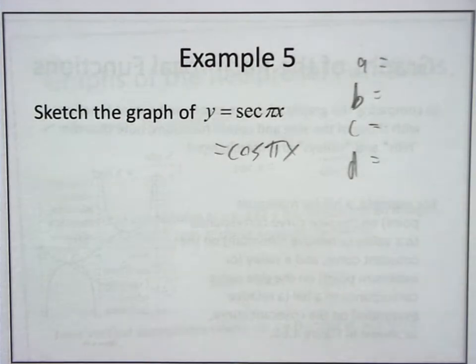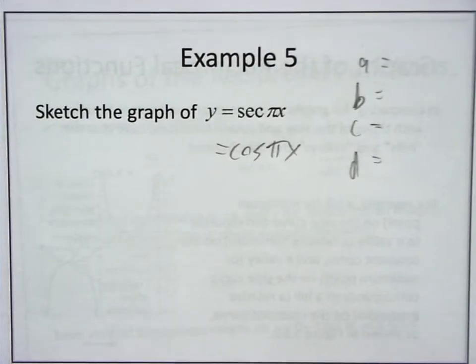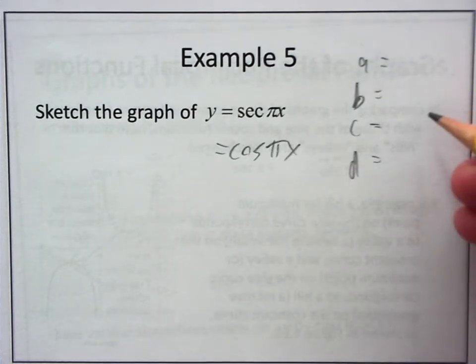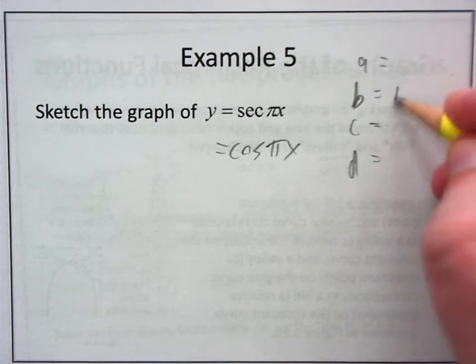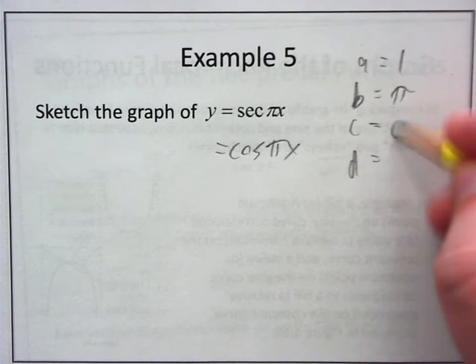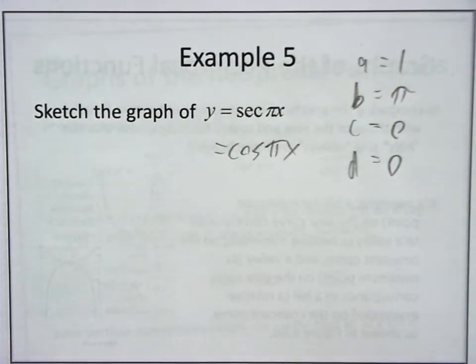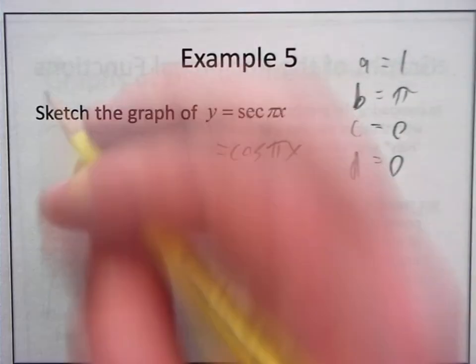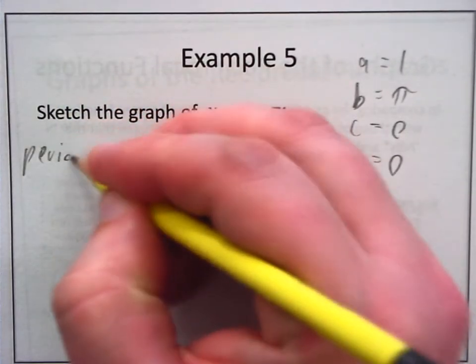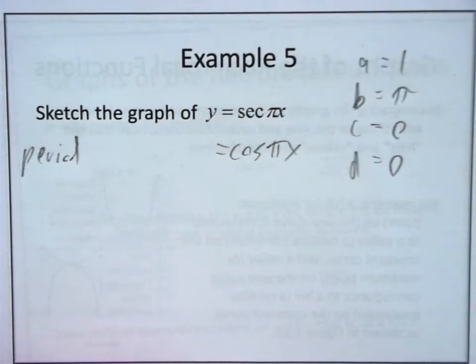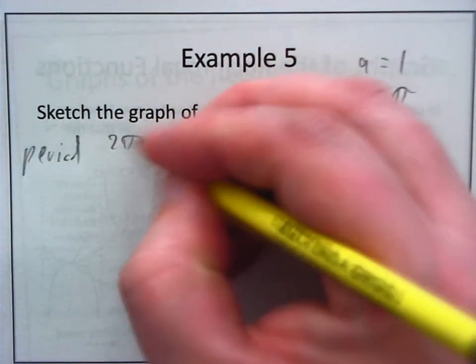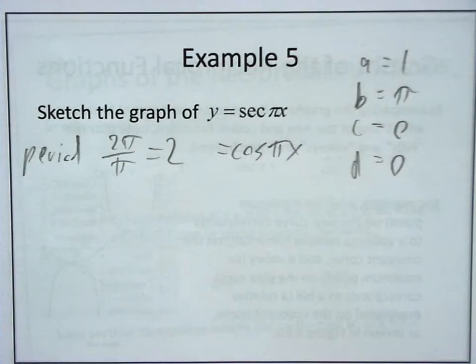What's the only thing that's different from the norm? The pi. What's the pi? It's not the period. It's the b value, yep. So a is still 1, c is 0, d is 0. That pi value, or the b value of pi, is going to mean what for the period? It's 2, because you'd have 2 pi divided by that b value, so it's just going to be 2.